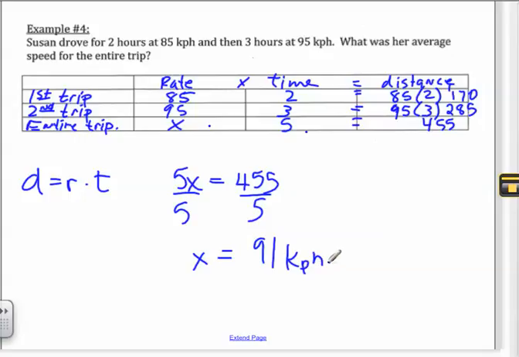How did I figure out what? I can find the rate for the entire trip, I just know that it's going to be x times 5, because that's the formula. All right, good job, guys.